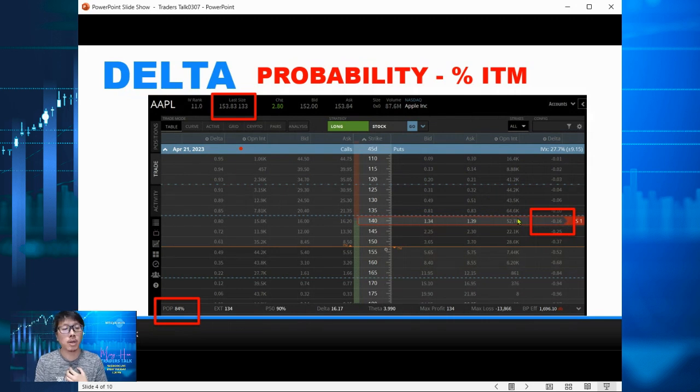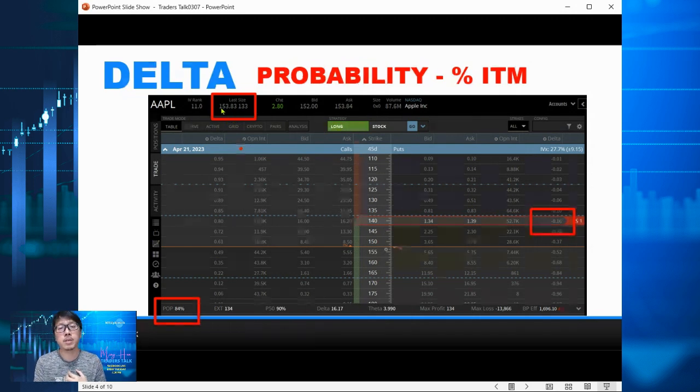Okay, bear with me because you can't see my cursor, right? Just look to the right side. I've got three circles here. You can see my small mouse.